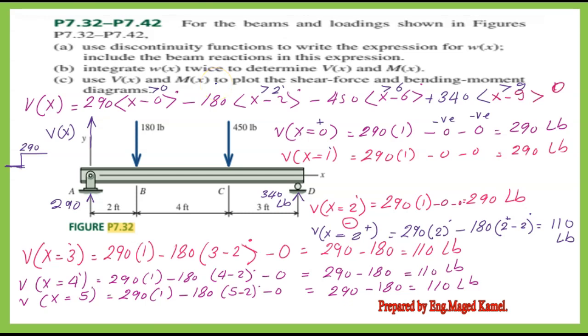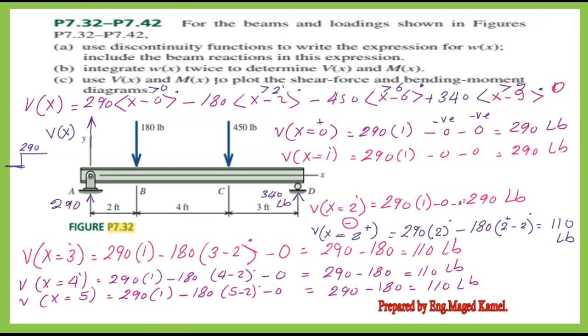V of x equals 290 multiplied by (x minus 0) raised to the power of 0, minus 180 multiplied by (x minus 2) raised to the power of 0, minus 450 multiplied by (x minus 6) raised to the power of 0, plus 340 multiplied by (x minus 9) raised to the power of 0. For x minus 0 raised to the power of 0, we consider what is called 0 plus. 0 plus means a small value more than 0.